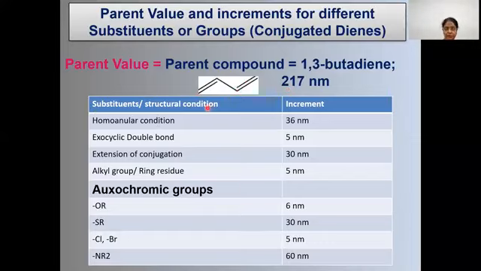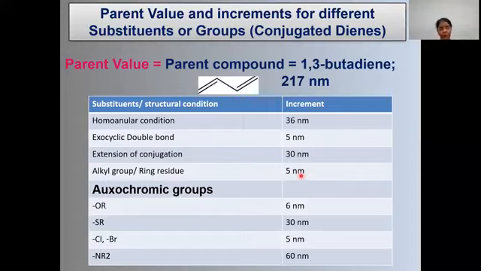This table shows the increment for a particular structural condition or auxochromic groups. If the homoannular condition is present in the molecule, then there will be increment of 36 nanometer. If any exocyclic double bond is present, then the increment will be 5 nanometer. Extension of conjugation, 30 nanometer. If any alkyl group or ring residue is present with the parent molecule, then the increment will be 5 nanometer.